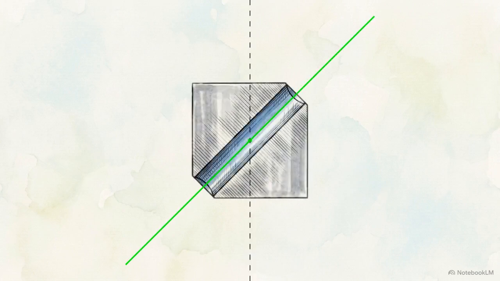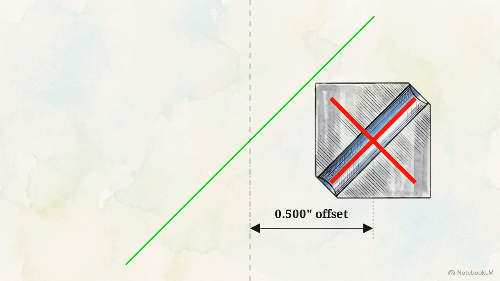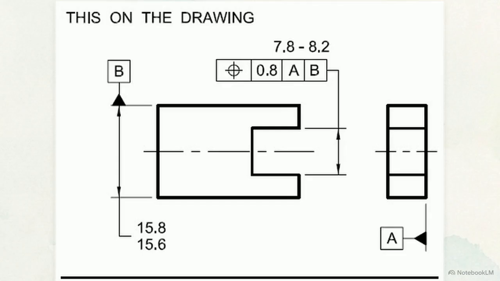That last rule is crucial. Angularity ensures your tilt is precise, but a perfectly angled hole drilled half an inch off target is still a scrapped part. Controlling that exact physical placement requires a different tool entirely, position tolerancing. And that is what we will cover next.